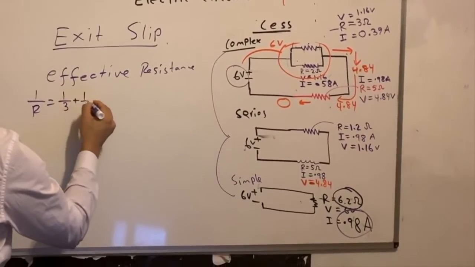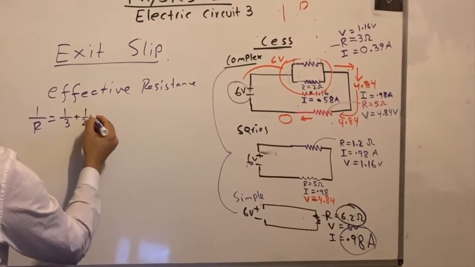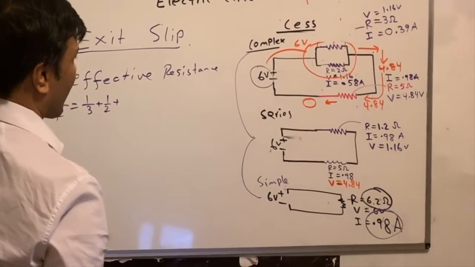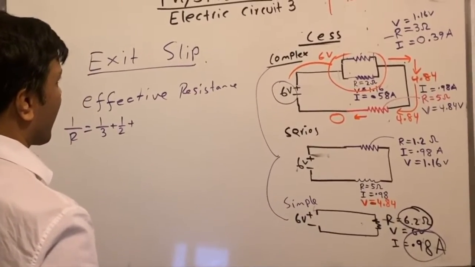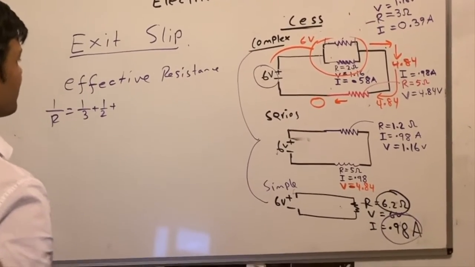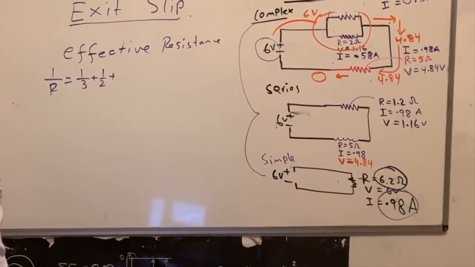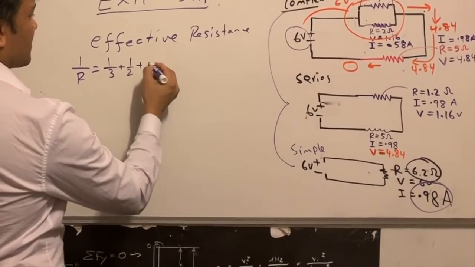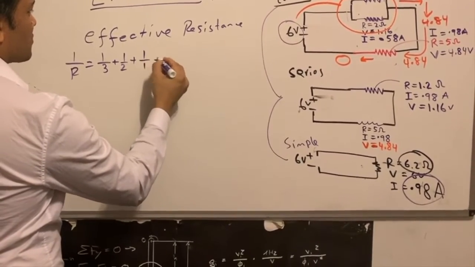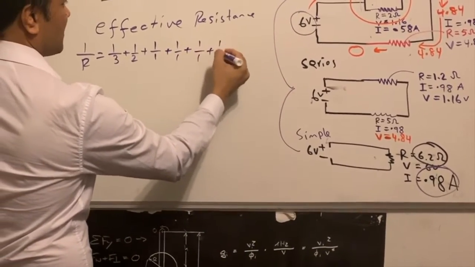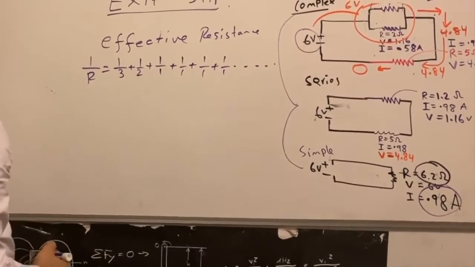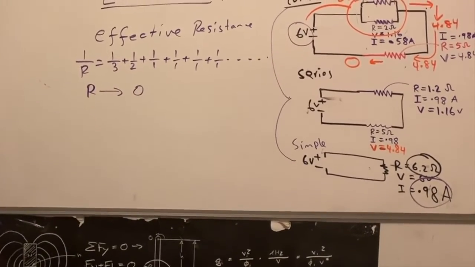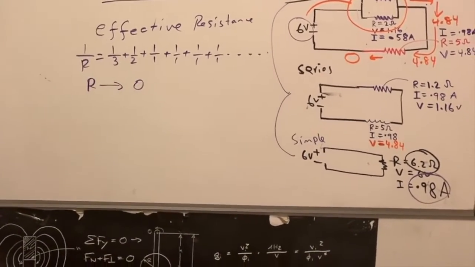Plus what? What is the resistance of the other resistors you're adding? 1. All of them are 1. So just write 1 plus 1, plus 1, as it approaches infinity. So the resistance will approach 0. Resistance would be 0.